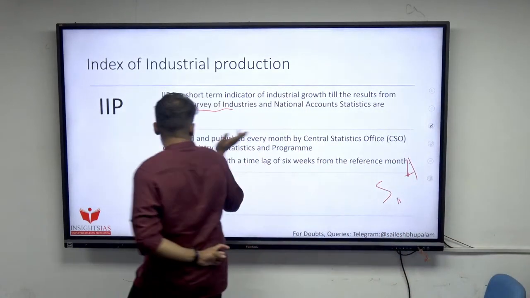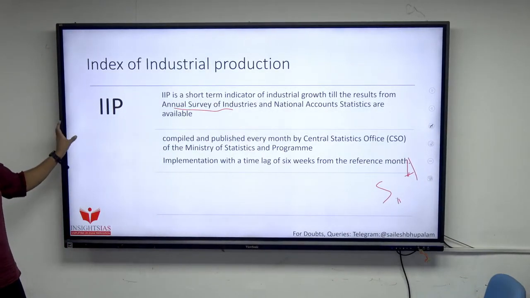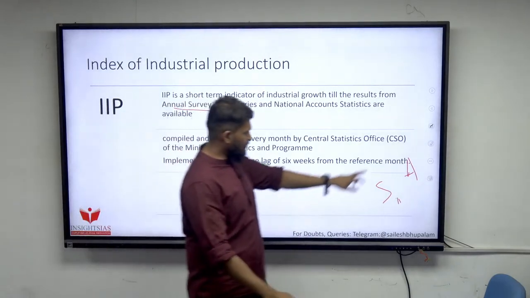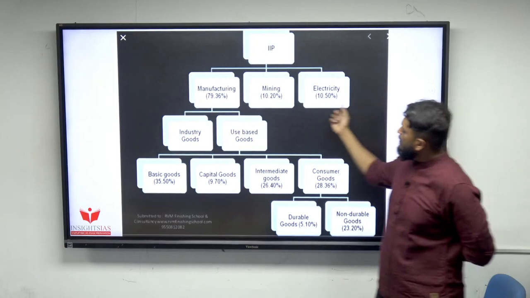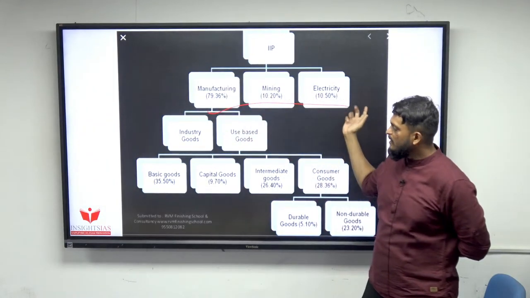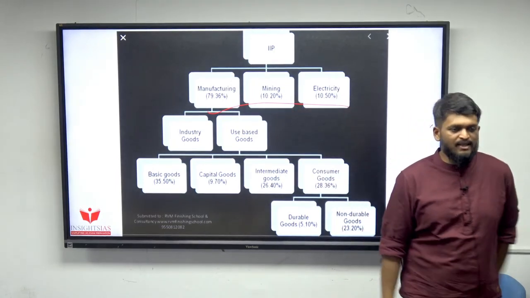So who is compiling it? CSO can change it to NSO right now, and implementation with a time lag of 6 weeks. So IIP, this part is important. IIP has three subparts. Highest is manufacturing weightage, after that electricity, after that mining. This type of questions are asked.